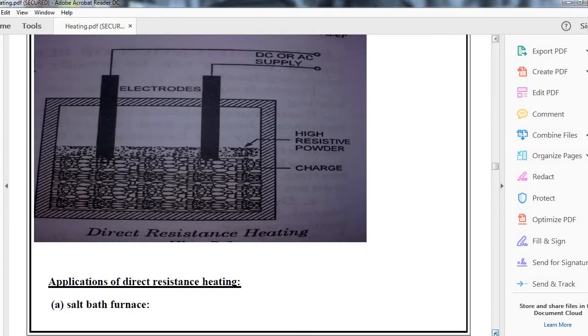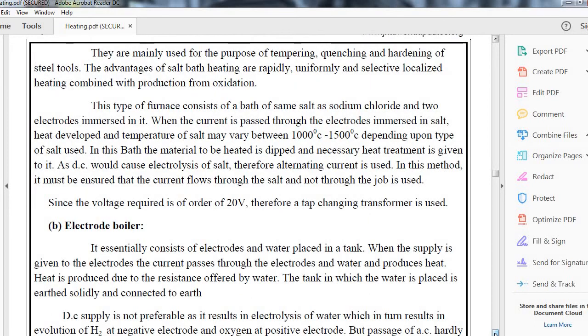See, this is direct resistance heating. Now the applications of direct resistance heating. First is the salt bath furnace. These salt bath furnaces are mainly used for the purpose of tempering, quenching and hardening of steel tools. The advantages of salt bath heating are rapid, uniform and selective localized heating combined with protection from oxidization.